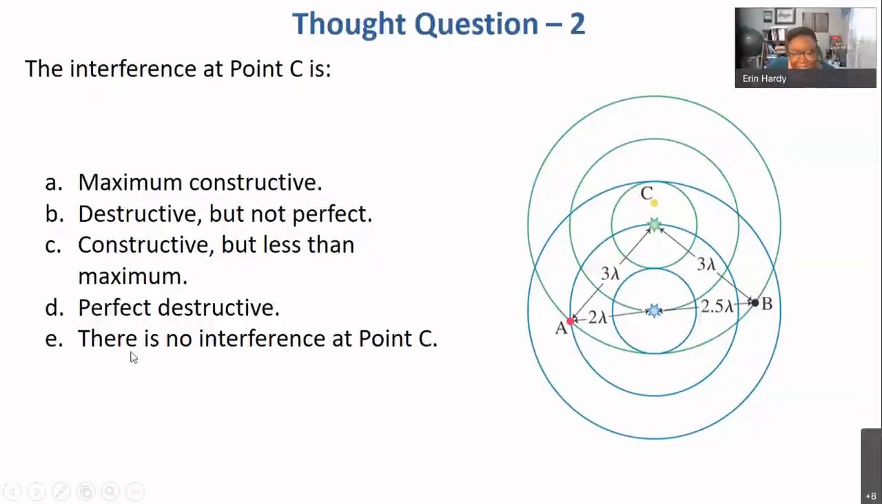Okay, so the easiest one that we can eliminate is there is no interference at point C. We can see the way that the wavefronts are laid out, that both sources have affected the area of point C. So there is going to be interference of some type. And then the next easiest ones to eliminate are B and C, because imperfect destructive interference is legitimately a synonym for less than maximum constructive interference. So there's no difference between B and C, in other words. So it's either maximum constructive or perfectly destructive.